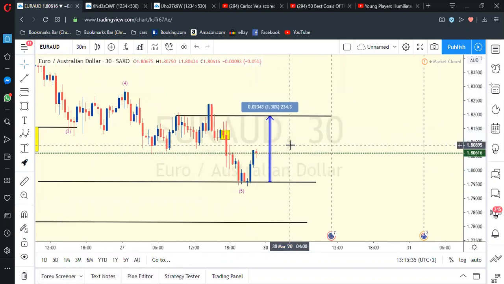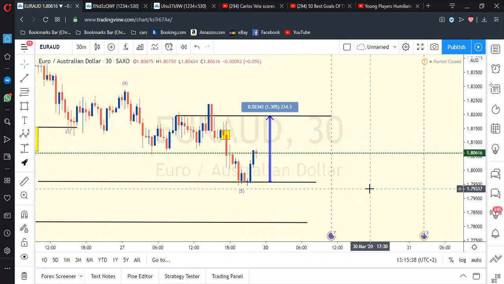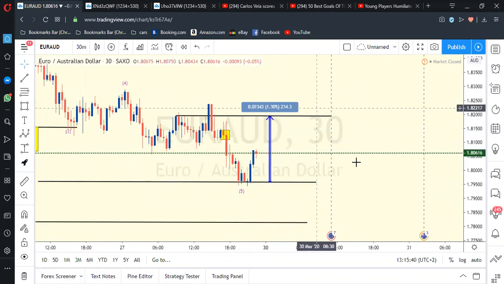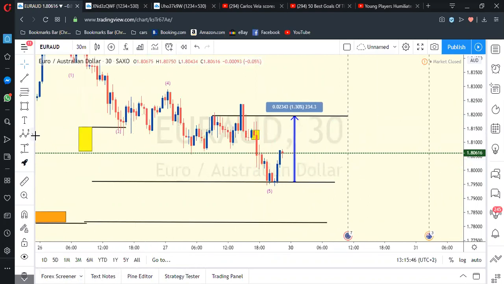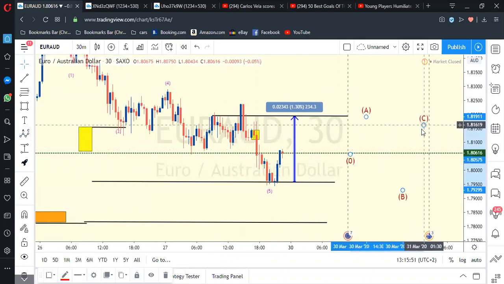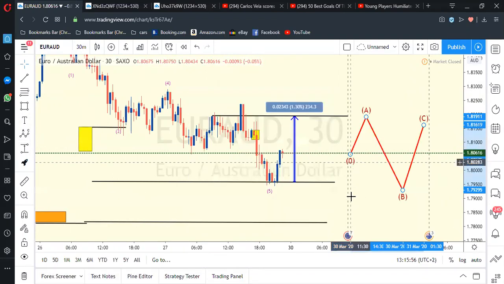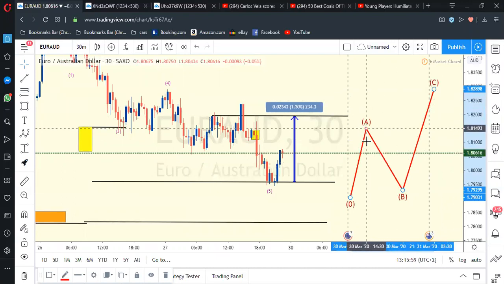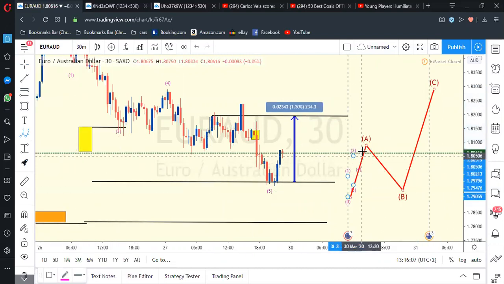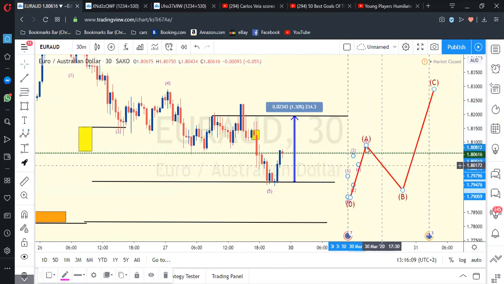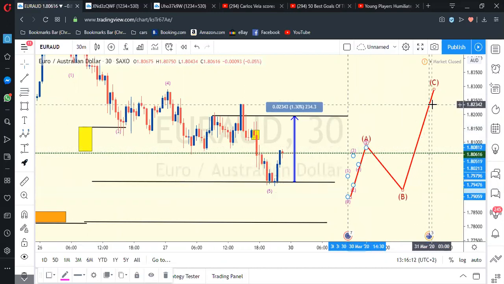And also remember, sometimes within these ABC corrections, there's also 1, 2, 3, 4, 5 waves within all these things. So let me just show you. Let's draw an ABC, and then let's add in waves to these things. Within these, sometimes you also find 1, 2, 3, 4, 5 inside the A, inside the B and inside the C also.